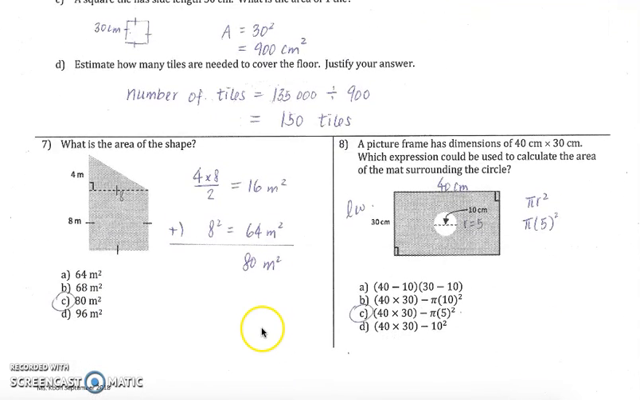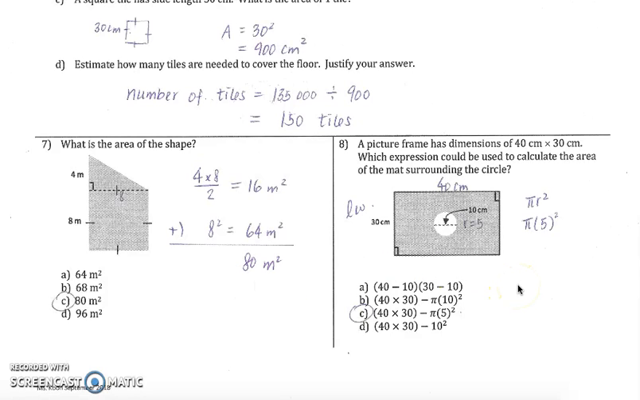Question 7. What is the area of the shape? The shape is made up of a triangle and a square. So we calculate the individual areas. Triangle is 4 times 8, base times height, divided by 2. That's 16 square meters. The square is 8 by 8, so 64 square meters. Add them up. The answer is 80 square meters, or C.